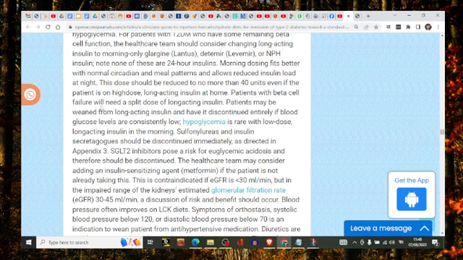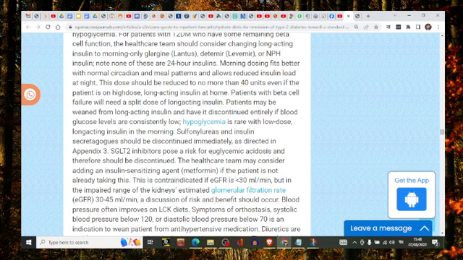Patients with beta cell failure will need a split dose of long-acting insulin. Patients may be weaned from long-acting insulin and have it discontinued entirely if blood glucose levels are consistently low. Hypoglycemia is rare with low-dose long-acting insulin in the morning. Sulfonylureas and insulin secretagogues should be discontinued immediately as directed in Appendix 3.